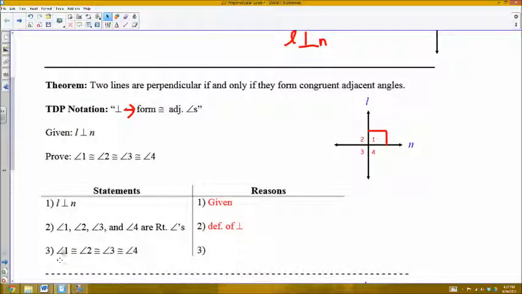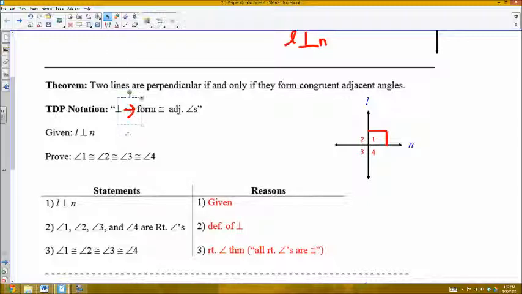And then the third line, angle 1 is congruent to angle 2, is congruent to angle 3, is congruent to angle 4, is actually a theorem that we've talked about but haven't used in a proof yet. And that's the right angle theorem, which says that all right angles are congruent to each other. Since all four of these angles are right angles, they are all congruent to each other by that right angle theorem. Okay, so that was the first direction of the proof.